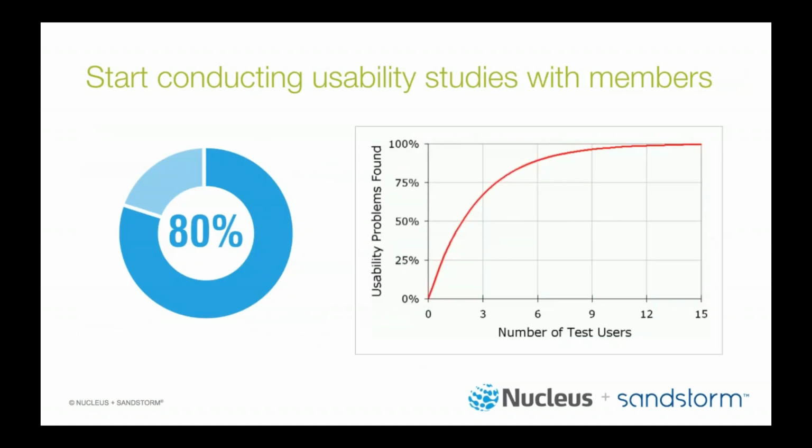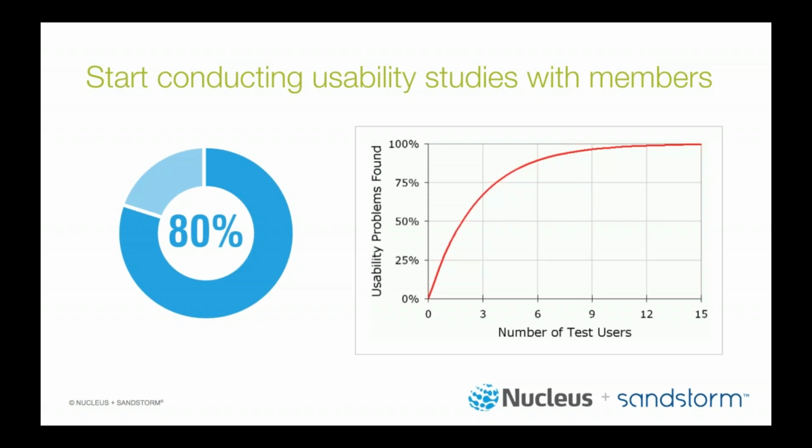Another start is to start conducting usability studies with your members. I don't know if many realize this, but we only need 5 to 6 users from a particular user group to uncover 80% of the usability problems. That's right, just 5 to 6 members. And we often can go to annual meeting and start grabbing members right then and there and test wireframes, test websites. And what I mean by a usability study is it's task-based.